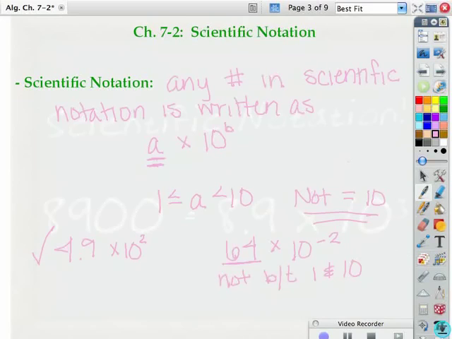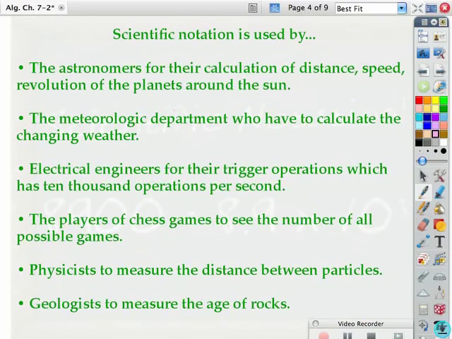Okay, so before we move into any problems, I just wanted to show you this. You don't have to write it down, but I tend to get a lot of questions about who will use this, when will I need this. So here are some examples of the different types of people that actually use scientific notation on a daily basis in their job. Astronomers, the meteorologic department, electrical engineers. If you're a chess player, those who are really good at it are really good at math and logic, physicists and geologists. So this is a pretty common concept to use in the real world.